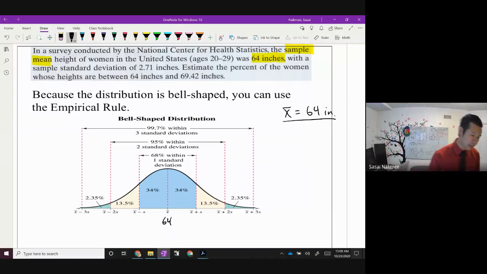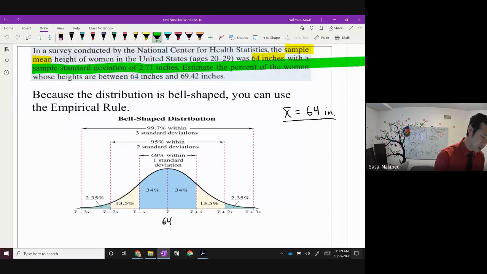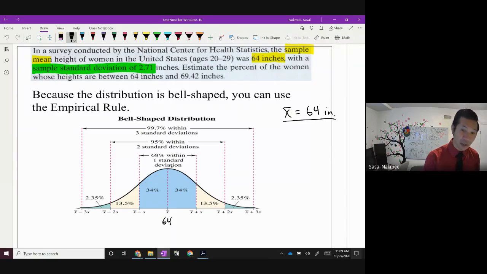The next thing they tell us is that it has a sample standard deviation of 2.71 inches. Sample standard deviation, do you guys remember the symbol for that? And if not, you've got to start getting that down. The sample standard deviation is just s. If it was a population standard deviation, we would use sigma, which is basically an o with a little line. So it's just s in this case, and s in this case is 2.71.